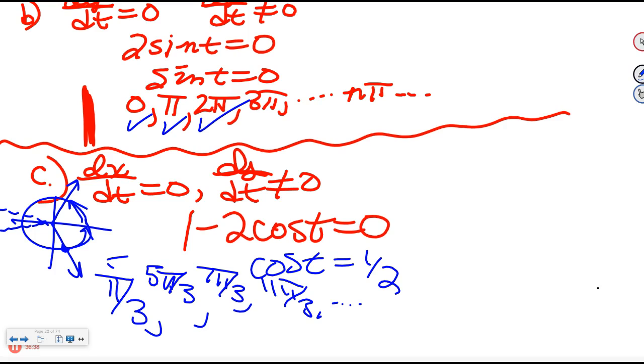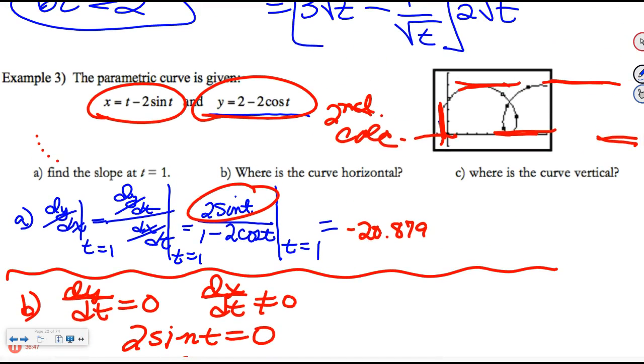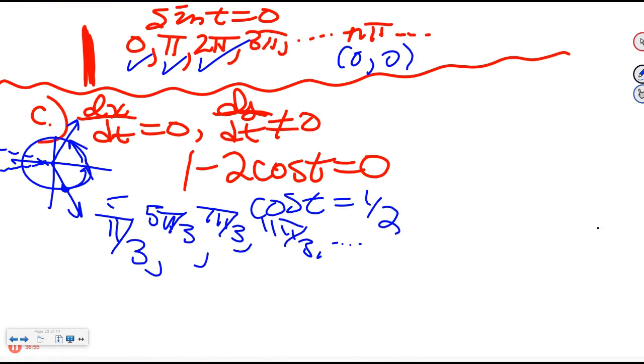How do I get the where? What do you think I have to do? I have to actually go give an ordered pair. So I would have to say 0, comma, I have to go put back to my original and put 0 in here. So it'd be 0, comma, 2 minus 2. So 0, 0 would be the first place. I can actually see it off my graph. Same here for pi thirds, comma, wherever that happened. So be careful with the where and the when.